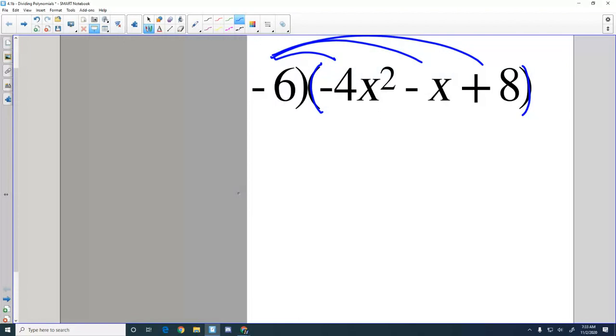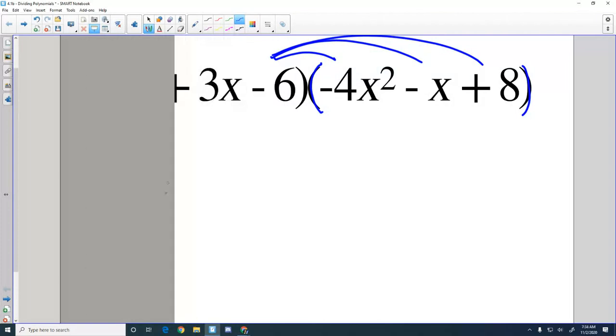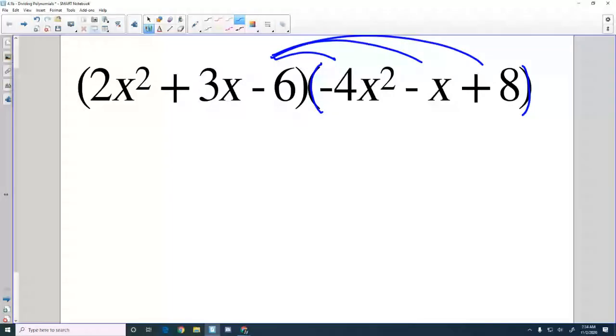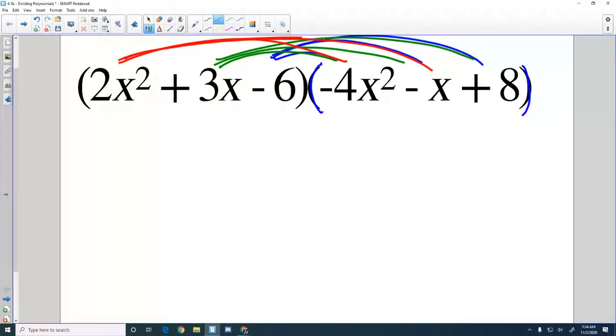You're still going to distribute a term to each term in that second set of parentheses. The only difference is you're not doing it with just that one term, but you're doing it with each of those terms in that front set of parentheses. So not only am I going to distribute that -6, but the 3x needs to be distributed and the 2x squared needs to be distributed.